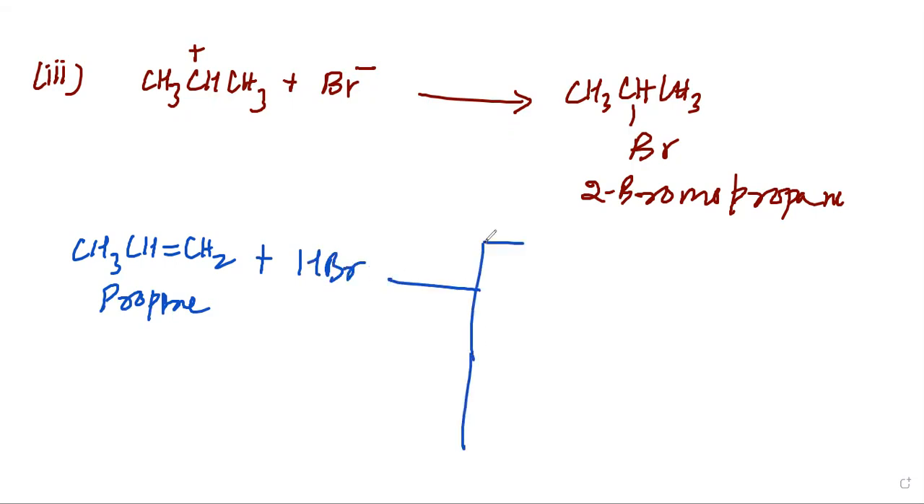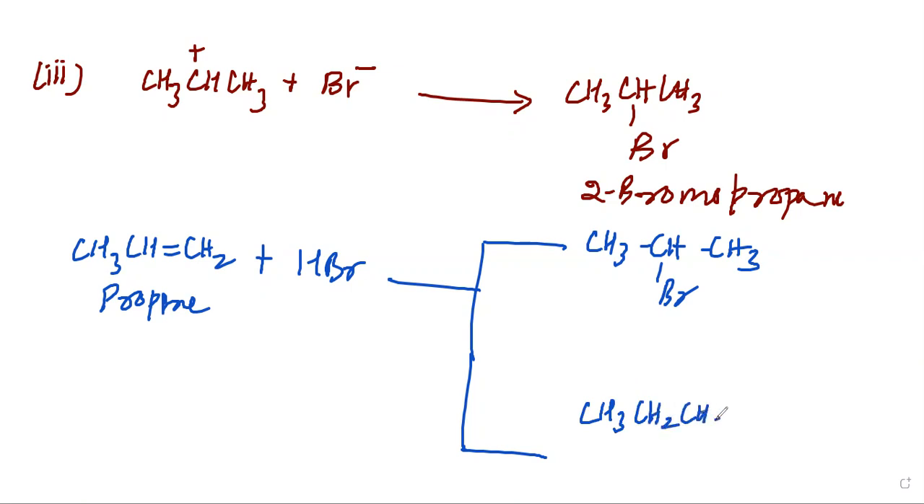there are two possible products. One is CH3 CHBr CH3. This is known as the 2-bromopropane, and we may have CH3 CH2 CH2Br, which is known as 1-bromopropane. So we have 2-bromopropane, and we have 1-bromopropane.